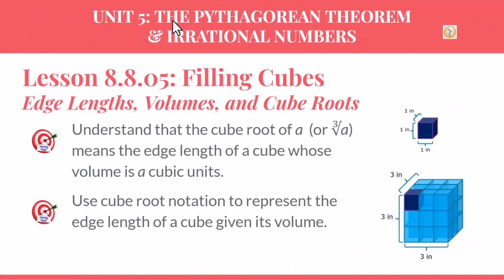Lesson 885, Filling Cubes, Edge Lengths, Volumes, and Cube Roots. In this lesson, you'll understand that the cube root of A, with the notation of the radical sign with A underneath, means the edge length of a cube whose volume is A cubic units. You'll also use cube root notation to represent the edge length of a cube given its volume.